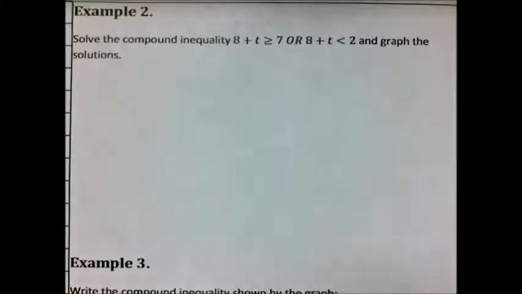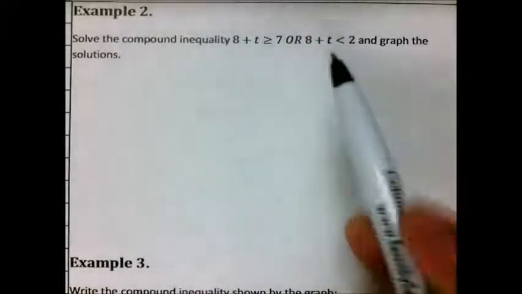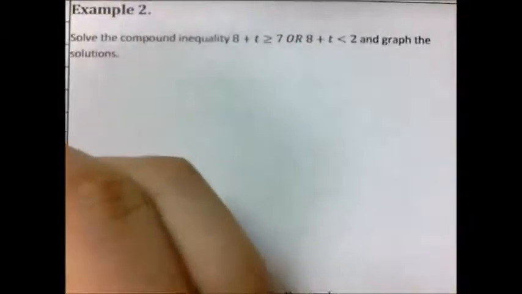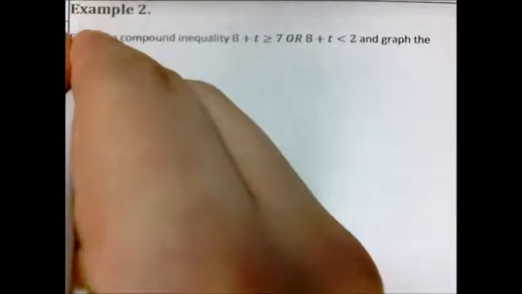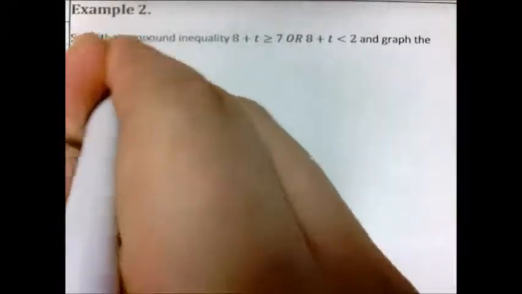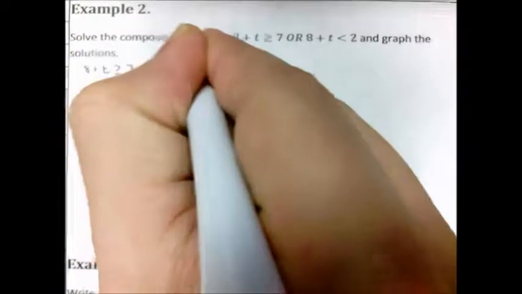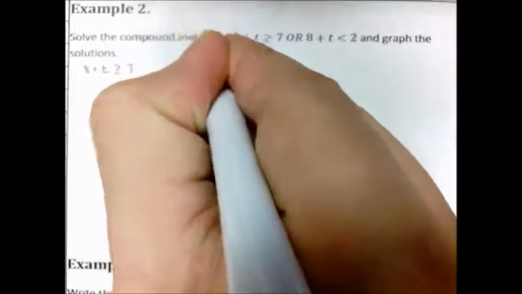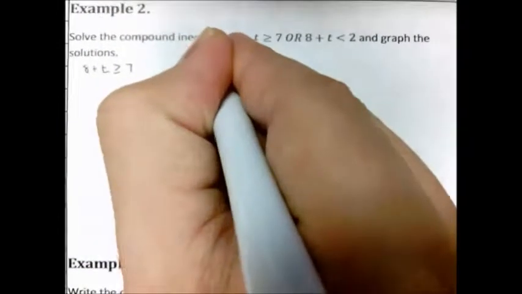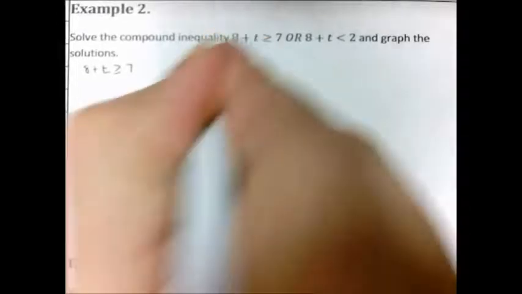The second example says solve the compound inequality 8 plus t is greater than or equal to 7, or, bing, bing, bing, it's an or, not an and, so this is a little different. 8 plus t is less than 2, and then graph the solutions. Now, these have already kind of been split into two, but let's go ahead and rewrite them. We've got 8 plus t is greater than or equal to 7, or 8 plus t is less than 2.